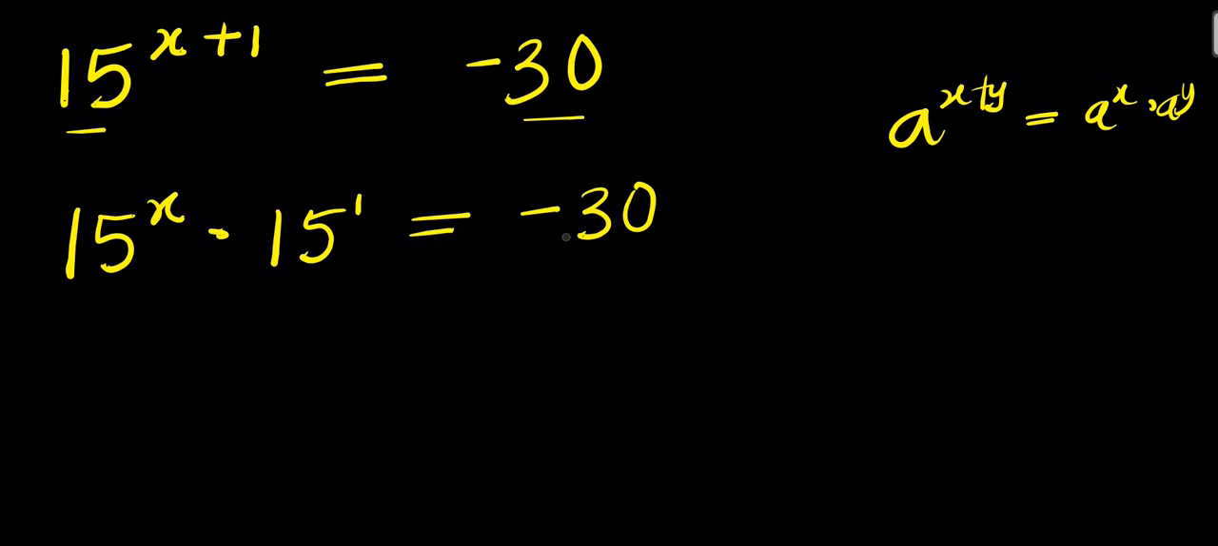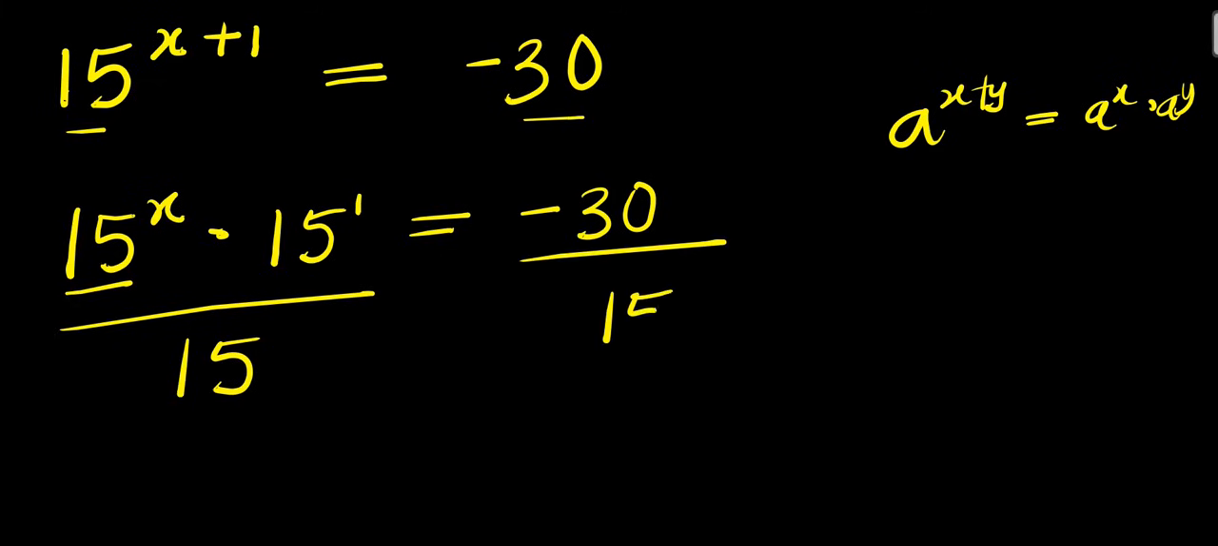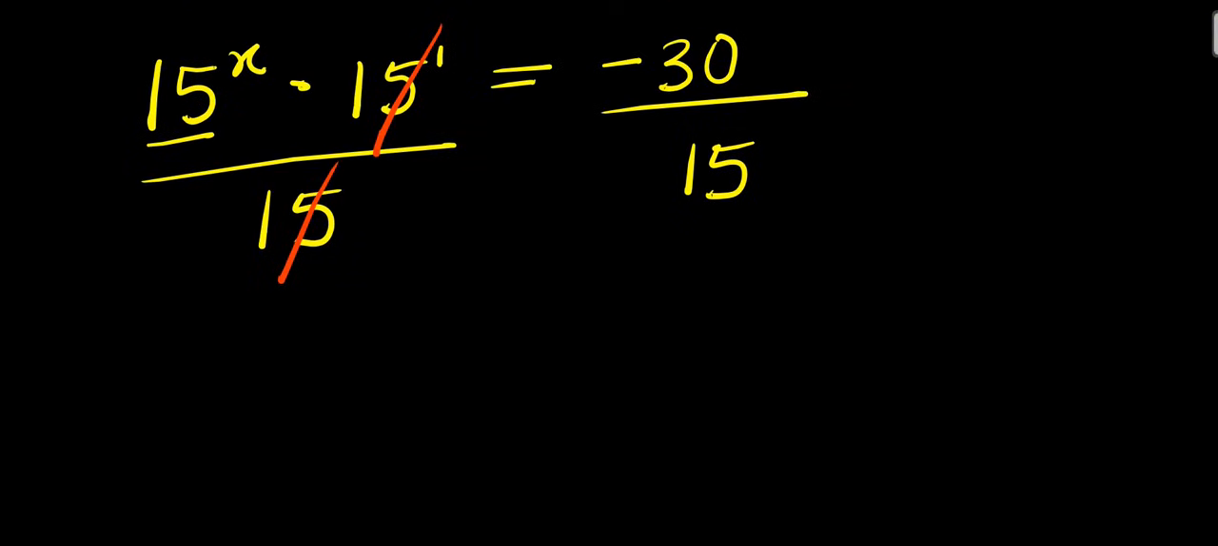So from here, I can isolate 15 power x by dividing this by 15, which is the same thing as 15 power 1, and also divide this by 15. So this eliminates this. I simply have 15 power x equals negative 30 divided by 15. This is negative 2.